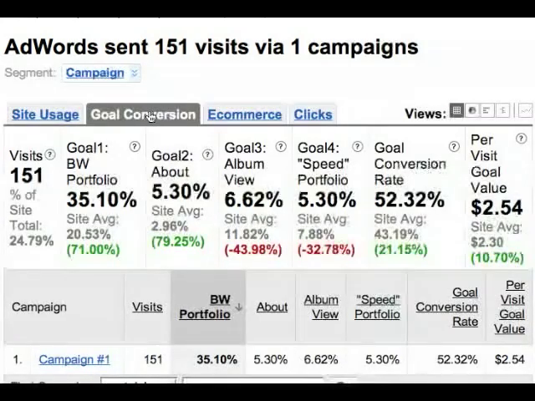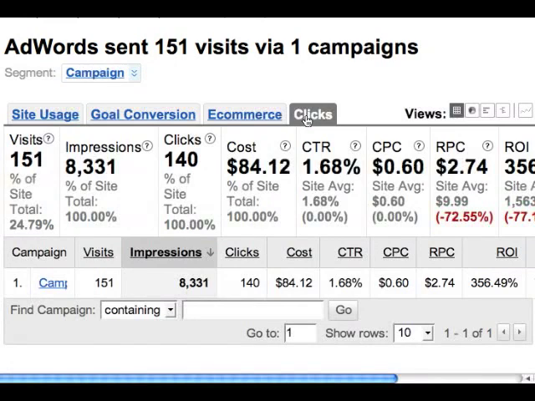This is a small photography portfolio site, and we can see the percentage of visits in which people looked at the various portfolios. Over half of the visits resulted in at least one conversion, and there was a per visit value of $2.54. This value is calculated from the goal values. This isn't an e-commerce site, so let's skip right over to the clicks data.